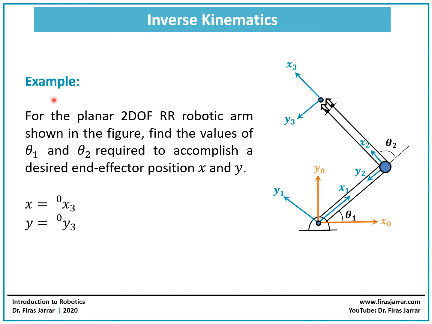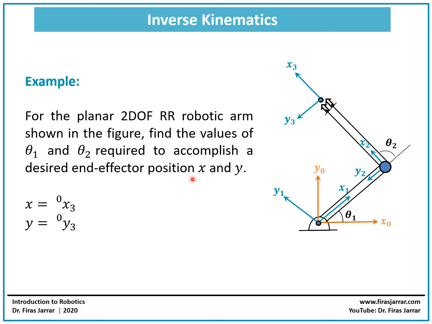So in this example, we have a planar 2 degrees of freedom RR, standing for revolute-revolute, as shown here by theta 1 and theta 2, two revolute joints, as shown in the figure. We are required to find the values of these two angles that are required to accomplish a certain desired position of the end effector.